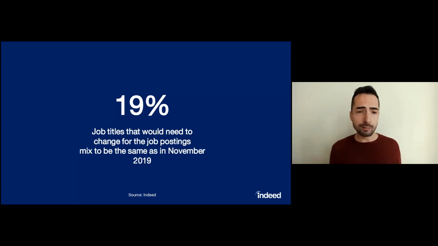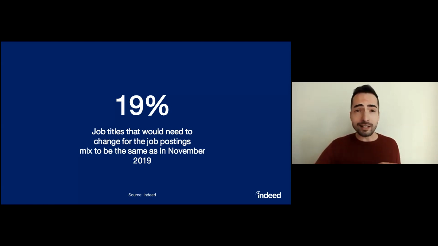Now, why is this important? Well, a change in the mix of job postings is something that we do expect to see over time. And it wouldn't necessarily be a problem for matching in the labor market if there were more vacancies to begin with, and if workers were able to adjust to these shifts in demand for new workers.